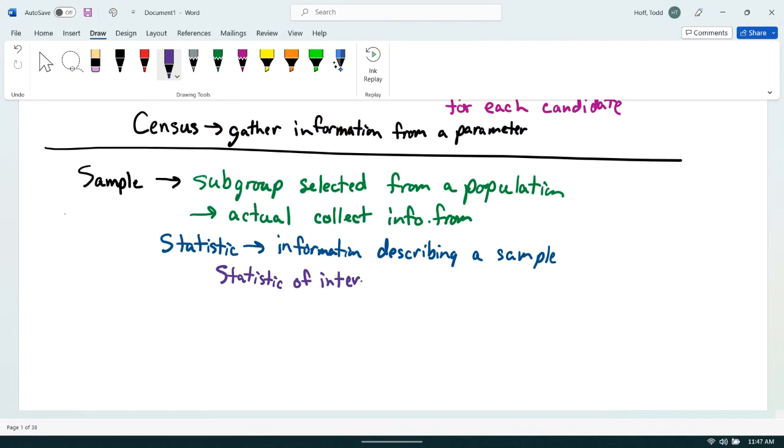So back to our voter example again. Even in our sample, all of them will be over 18. They should all be legal residents. They're all legal voters in the area. We don't care about those statistics. Those are things that describe the sample, but we don't care about those. What we care about is what percentage of the people in our sample plan to vote for each candidate.